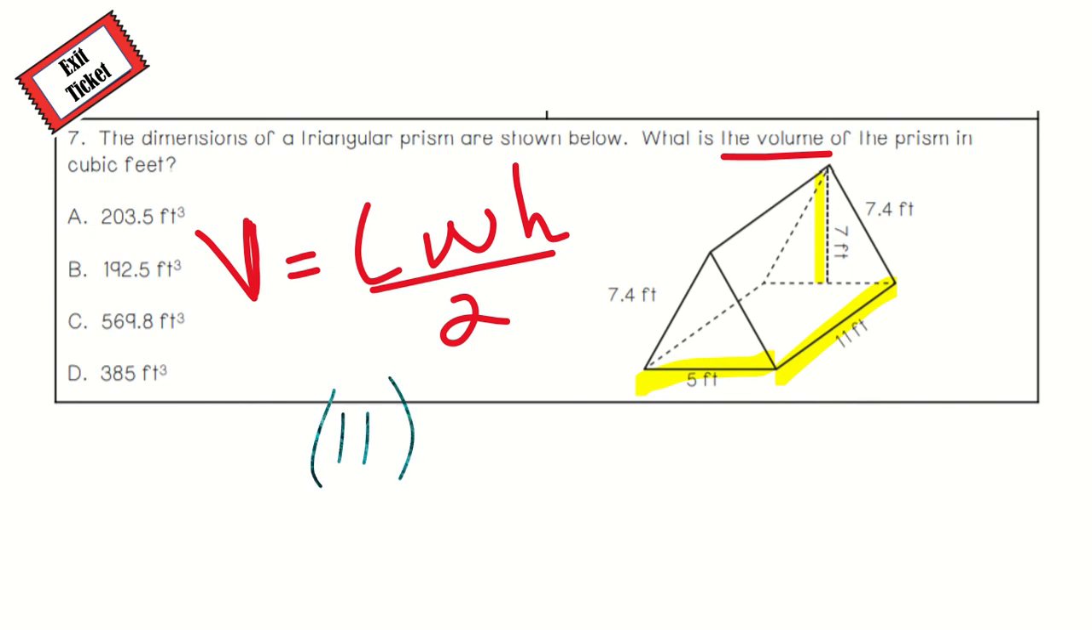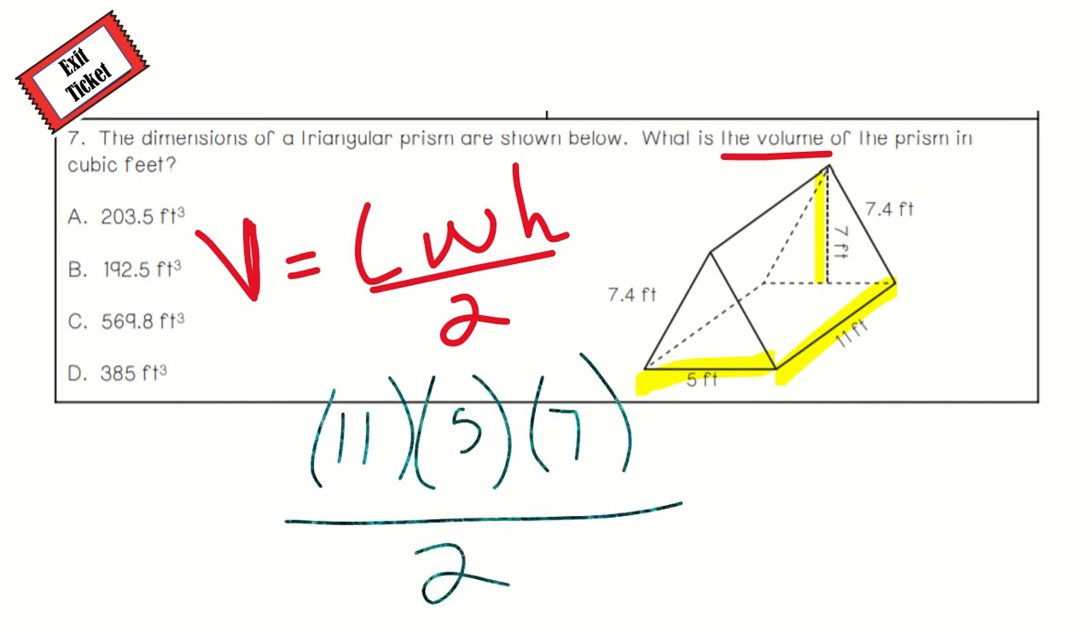11 times 5 times 7 divided by 2. 11 times 5 is 55. 55 times 7, 385 divided by 2. I'm getting 192.5 feet cubed. There's our answer. And that would be more like a typical test or quiz question.